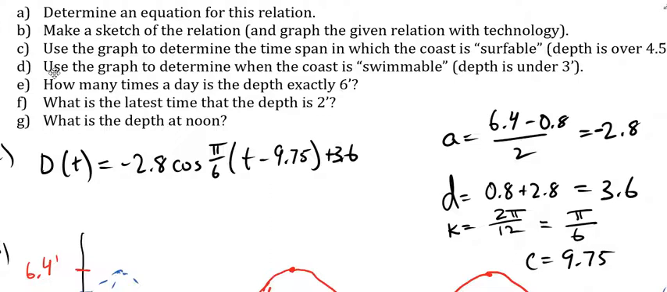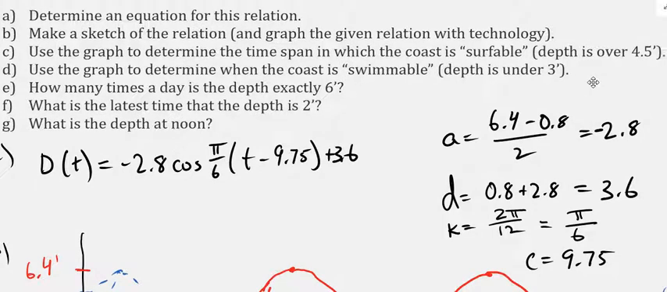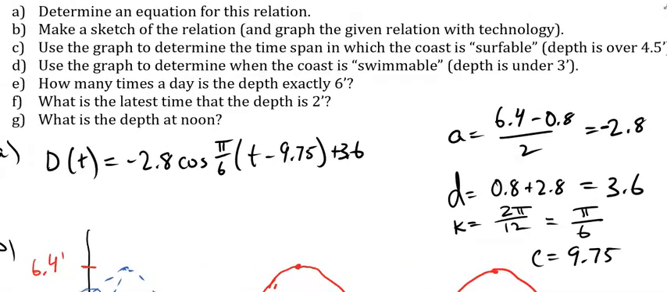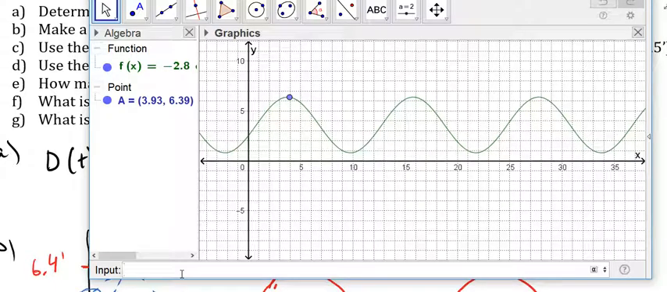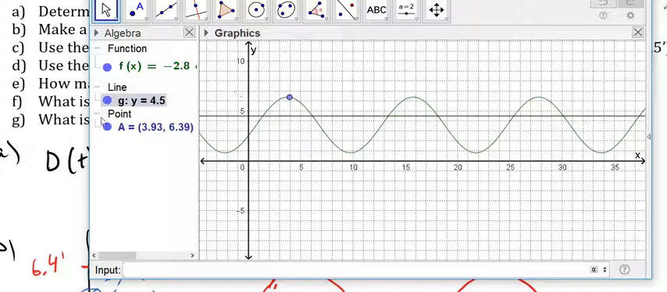Some of these questions you can do by hand, but we're doing them with technology today. That's not the kind of thing that I'll ask you to do on the test. Use a graph to determine the time span in which the coast is surfable, so the depth is over 4.5. I'm going to make a line, y equals 4.5, on my graph. And so there's the line. It's surfable over that line.